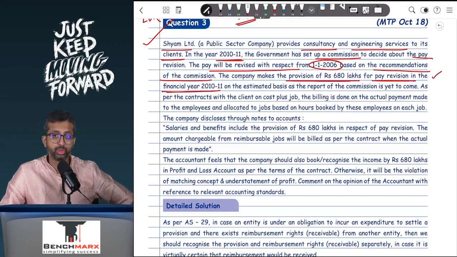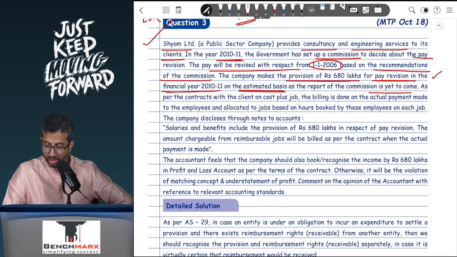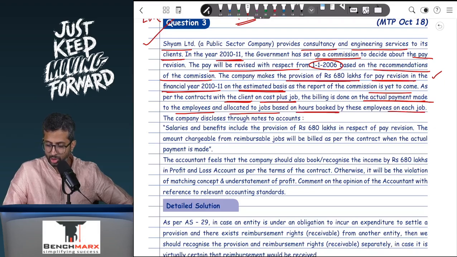Should I create a provision? Yes. On an estimated basis, as the report of the commission is yet to come. But I believe that I'll have to make that payment to the employees as per the commission, and hence I record it. As per the contracts with the client on a cost plus job, the billing is done on actual payment made to the employees and allocated to jobs on hours booked by the employees on each job.